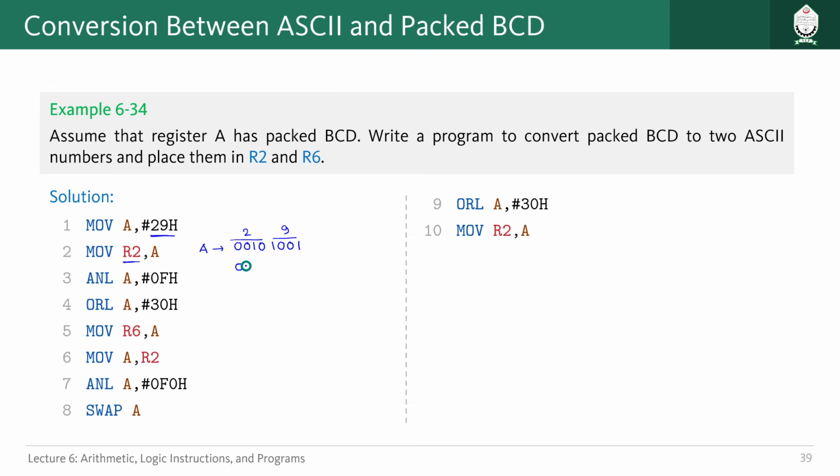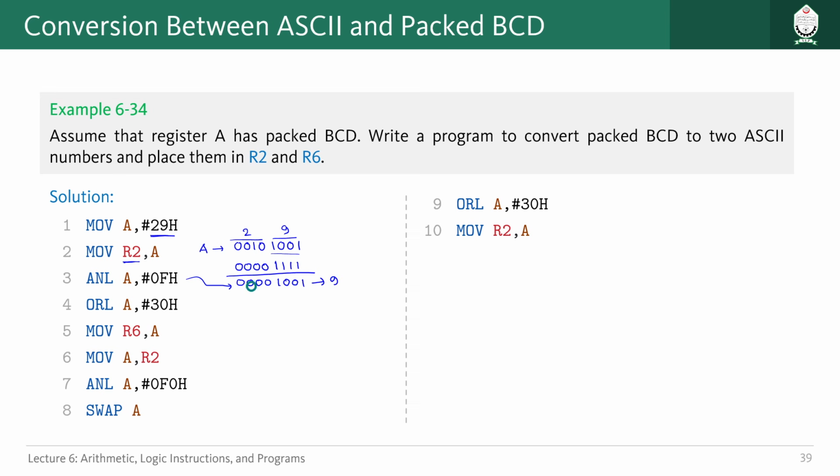0FH is 0 0 0 0 1 1 1 1. When I take ANL, what happens is it will just mask the least significant 4 bits. So these particular 4 bits will become 0, and we are going to get this value here, right? So this is basically making our value into an unpacked BCD form. Unpacked BCD form of 9, right?